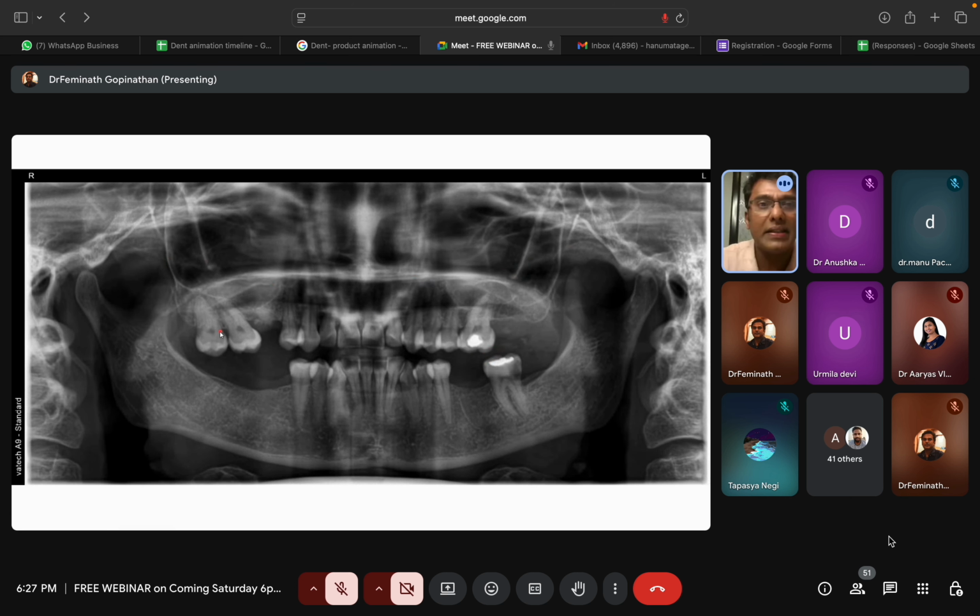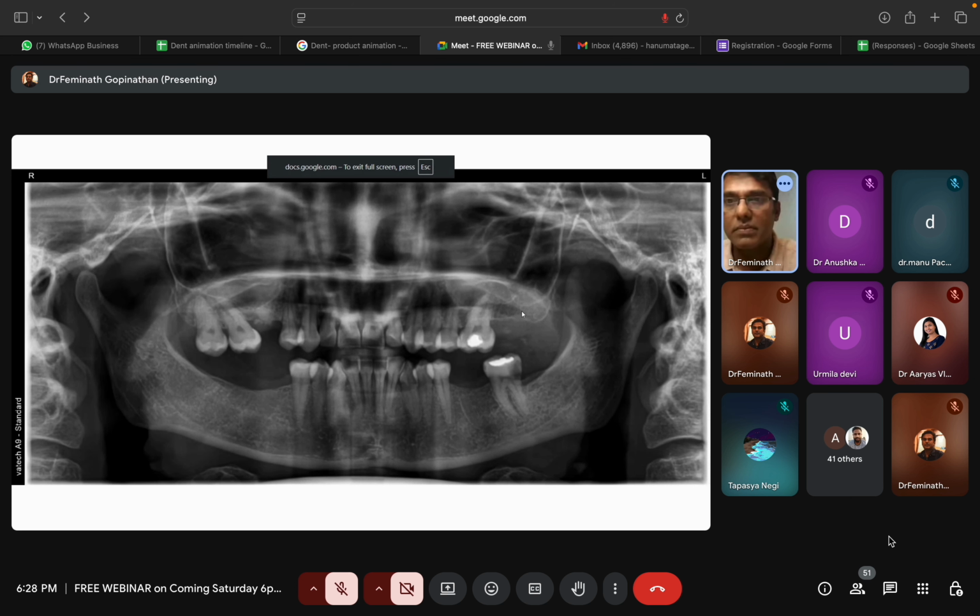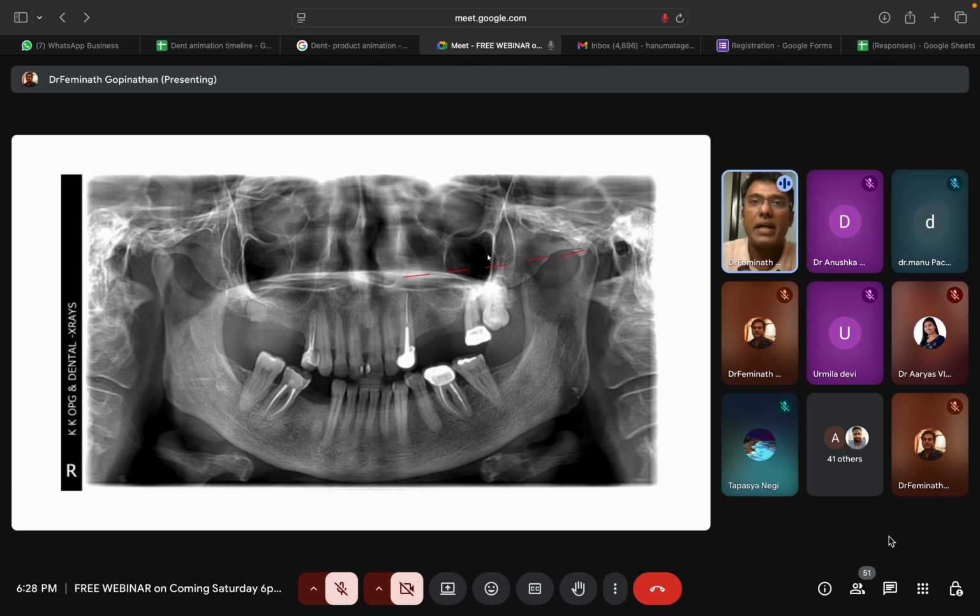Now, see here, this is supraerupted. By trimming off like this, you will be able to gain space for placing implants like this. But that is not enough. You have to get it at the same plane as like this. So here I have drawn the same thing. This is the ala tragus line, and this is the occlusal plane.